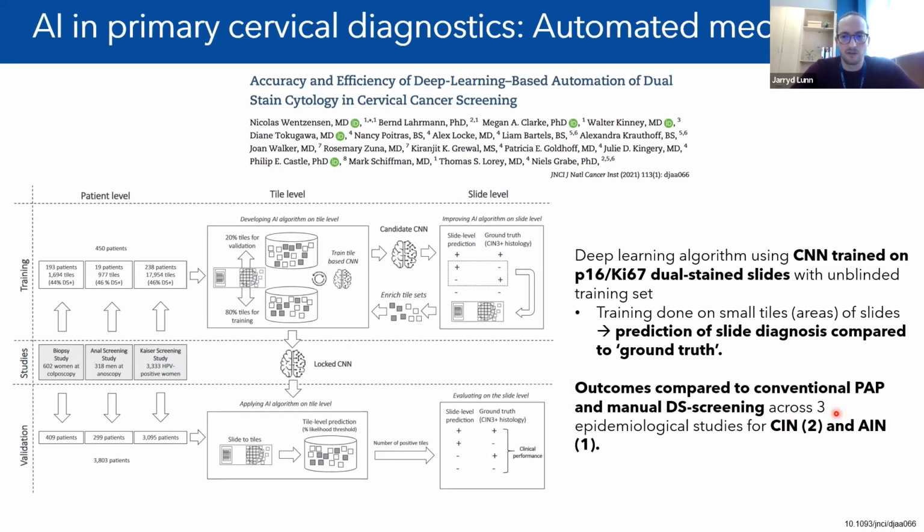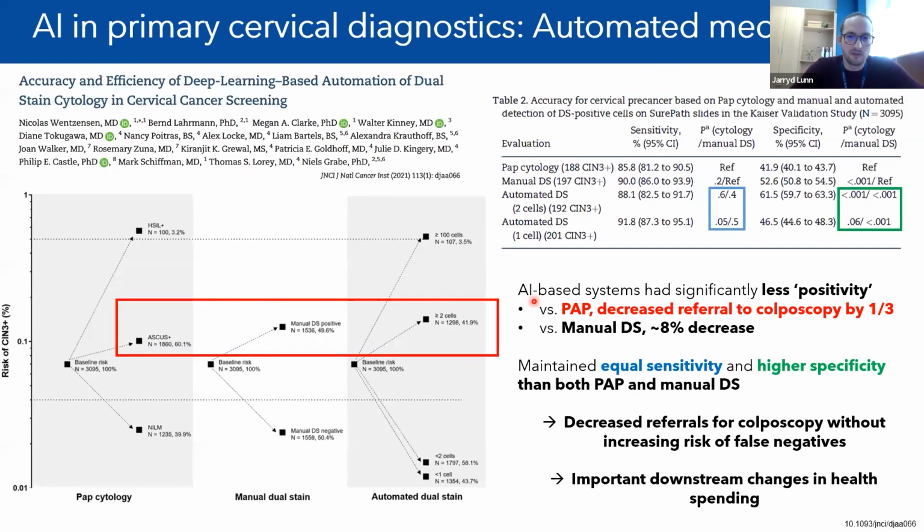Outcomes were compared to conventional pap smears and manual dual stain screening, and they had at least three very big data sets that were used, with some very, very interesting findings. Firstly, they showed that the AI-based system had a significantly lower positivity, which would mean a decreased referral for colposcopy. It decreased referral by approximately a third versus conventional screening, and versus manual dual stain screening, it decreased by approximately 8%. But while doing this, it maintained an equal sensitivity and a slightly higher specificity than both conventional Pap screening as well as manual dual stain screening.